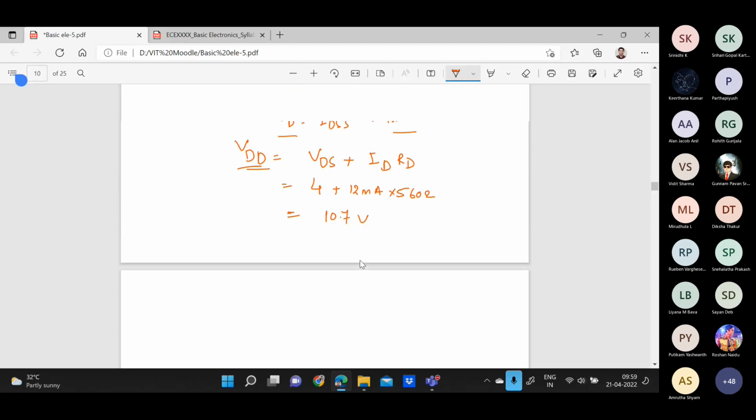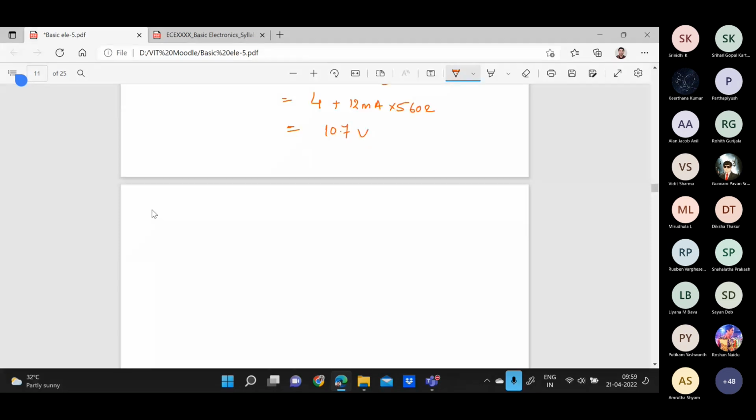You can solve the numerical yourself. I'm giving you the concepts. Now you see the different types of circuits so that you can solve more questions. Now you see we have one circuit like this.